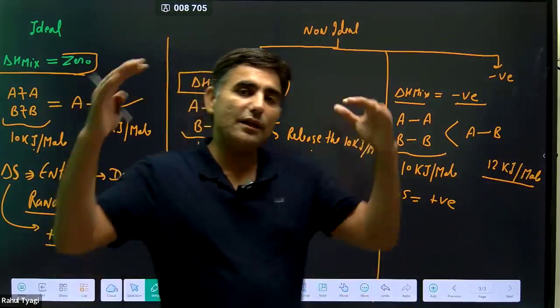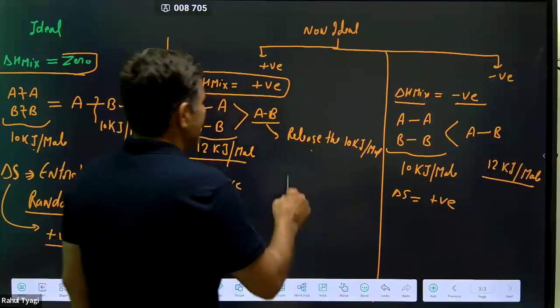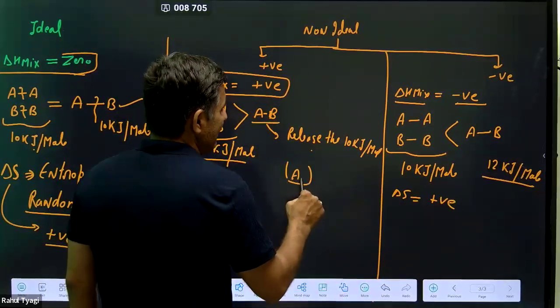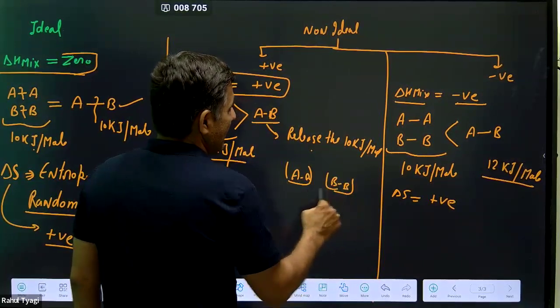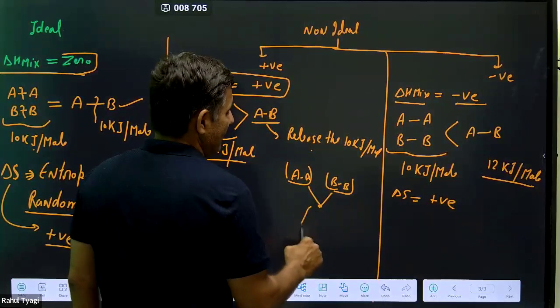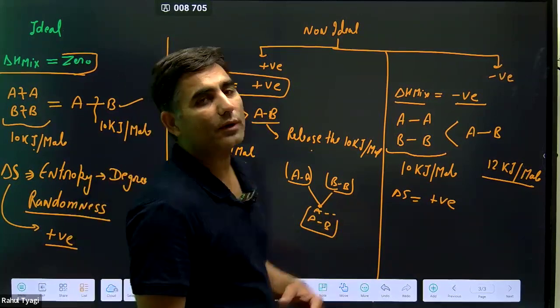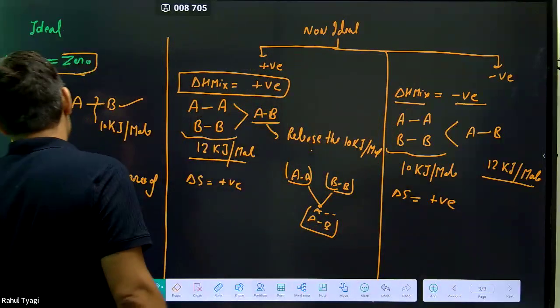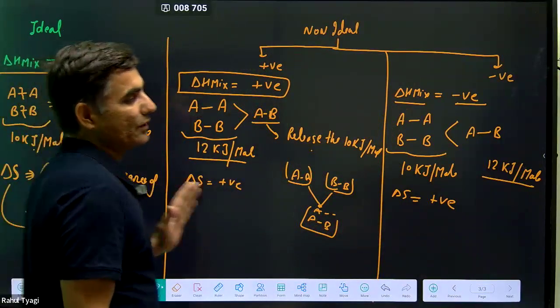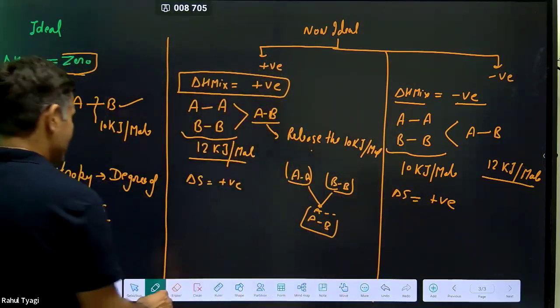Because we are mixing the two solutions. Before mixing, only the AA bond is there in one and only the BB bond is there in the other. Now if I mix them, new AB bonds as well as AA and BB bonds are there. So there is more degree of randomness. More degree of randomness means delta S will be positive in all three cases. Next point.